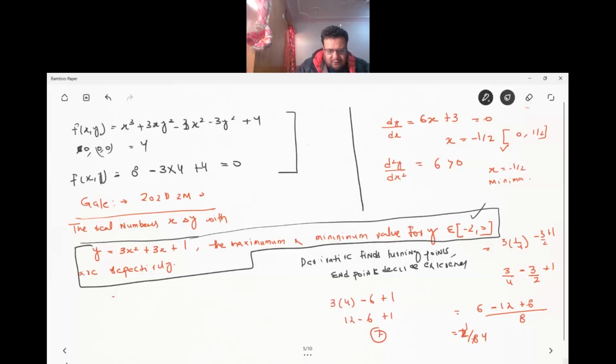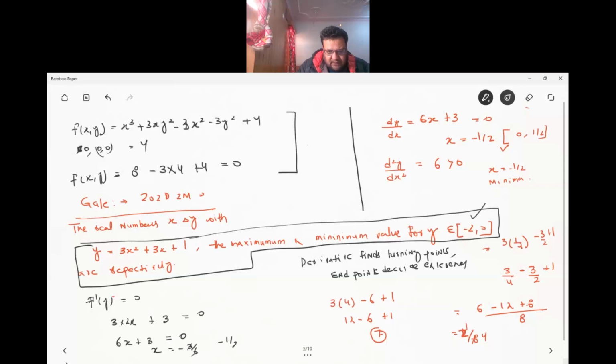And the minima point, how do you get it? If you take the first derivative of this, f dash of y, and equate it to 0, what will you get? 3 into 2x plus 3 is equal to 0, right? This will become 6x plus 3 equals 0. So your x happens to be equal to minus 3 by 6, right?